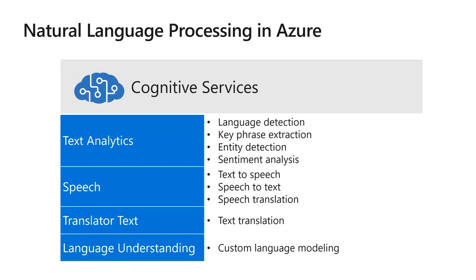In cognitive services related to text analytics, we have language detection, key phrase extraction, entity detection, and sentiment analysis. I'll have a short demo on this shortly. For speech, we have text to speech, speech to text, and speech translation. For translator text, we have text translation. And for language understanding, we have custom language modeling. We'll get to all those in a minute.